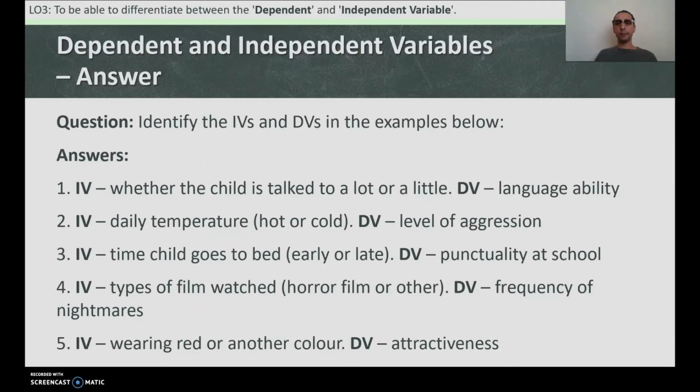How many did you get out of 5? You didn't get a 5, you liar.